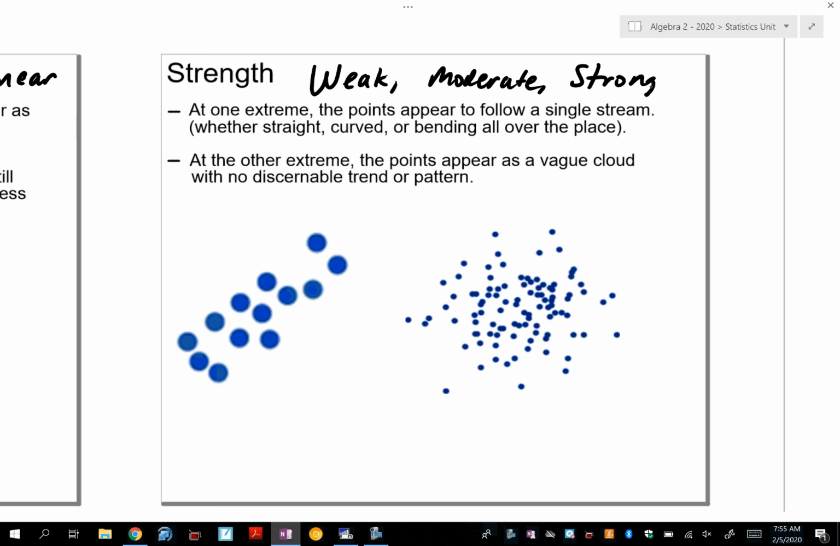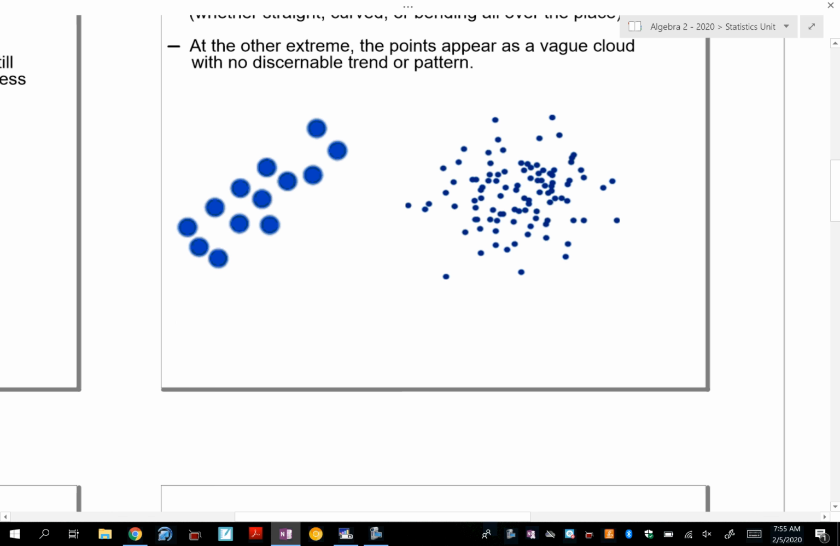Okay? Now, if you look at this one, and ignoring the size of the dots, right? Ignore the fact that the dot sizes are different. Do you see how these dots are really tight, close together? All right? When they're really tight and close together, that's strong. Okay? That's a strong association. When they're scattered, right? See how this kind of looks like a cloud? There's not really a pattern here, right? This would be weak. All right, let me show you another example of weak.